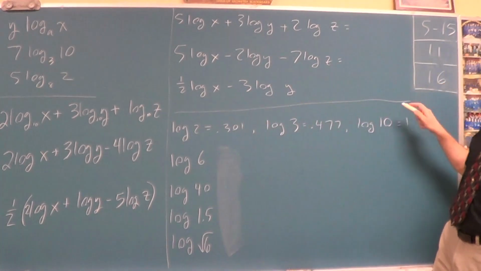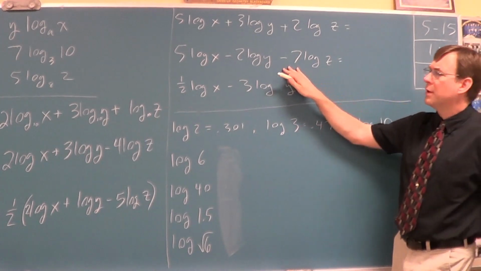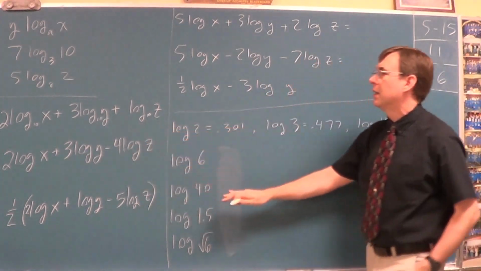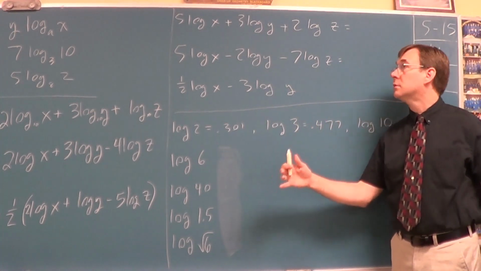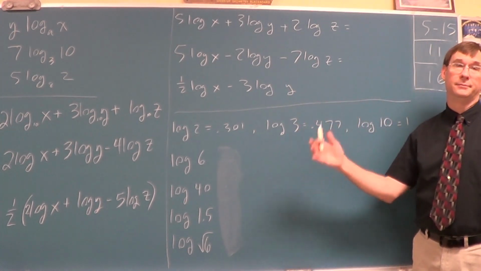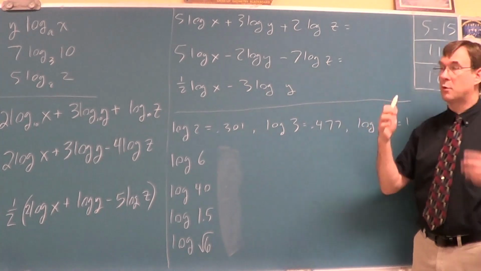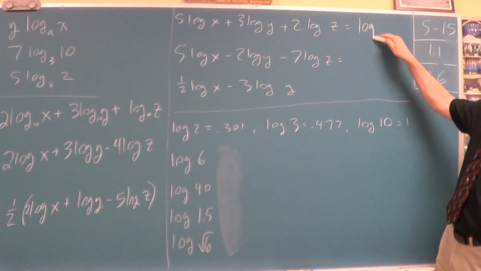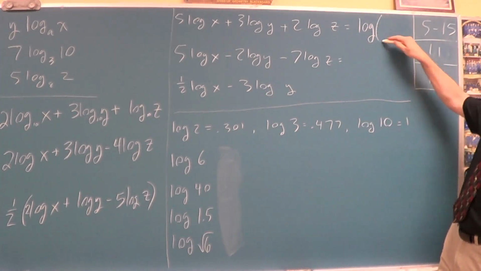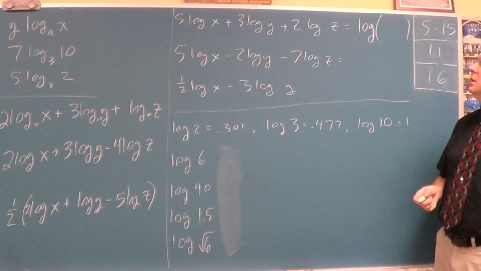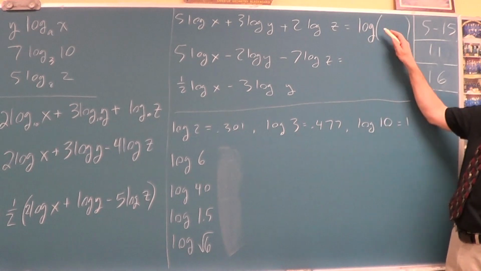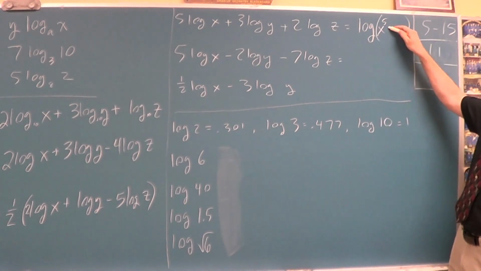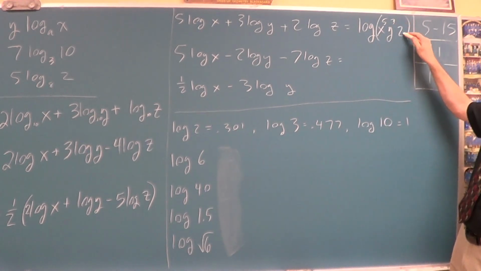But this upper right corner here, what we're doing here is the opposite of what we just did a second ago. Instead of having one big logarithm and making a bunch of little ones, we could take a bunch of little ones and make one big one. So this is going to be a logarithm of some kind of giant thing. If we go in reverse order, x to the 5th, y to the 3rd, z to the 2nd.